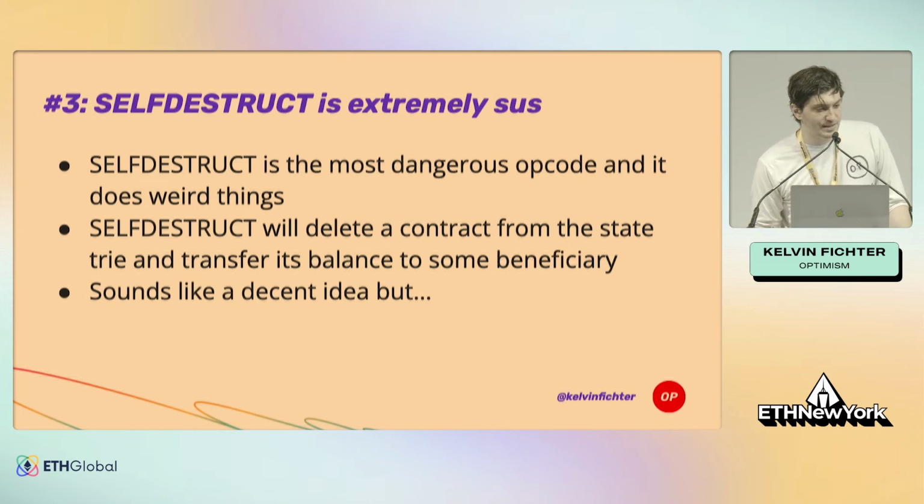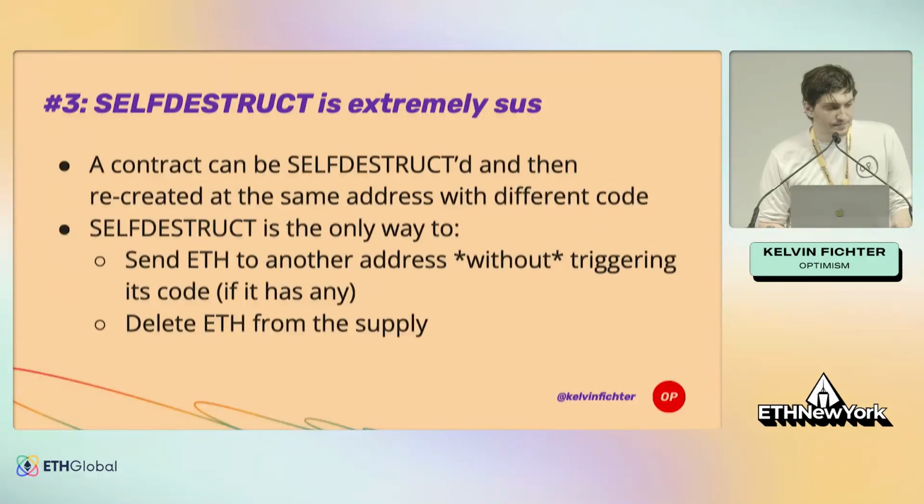Self-destruct is extremely sus, but it has some cool stuff. So self-destruct will delete a contract from the state trie, and it will transfer its balance to the beneficiary. Very cool opcode. A lot of people hate it, and it's created a lot of bugs for people, but whatever.